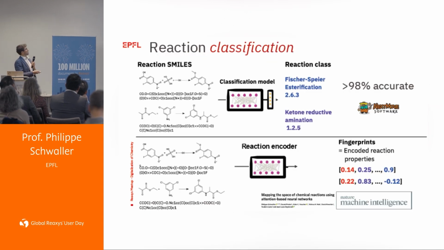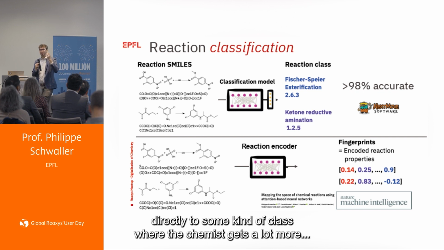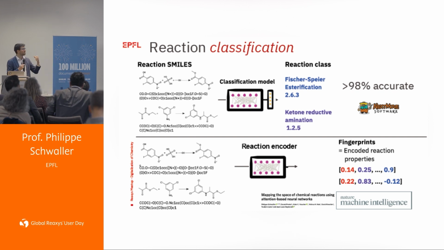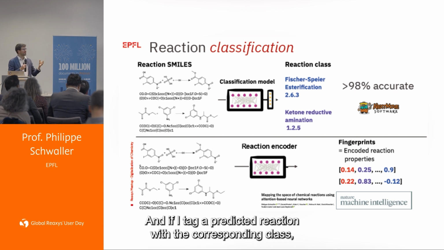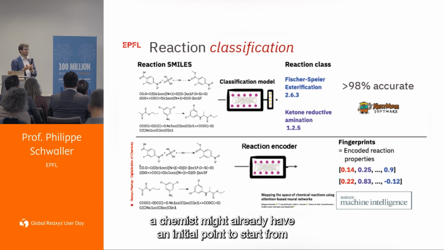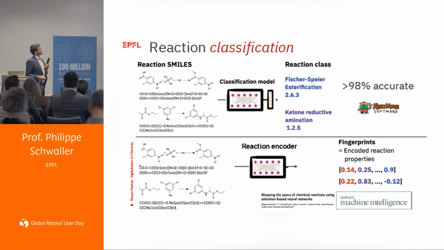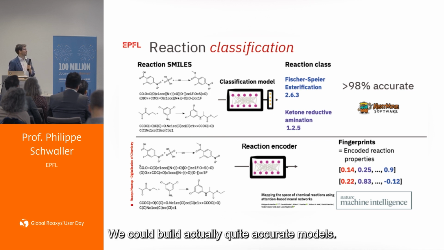Just a few examples. Reaction classification is where we want to go from a chemical reaction directly to some kind of class that gives the chemist a lot more information. If I tag a predicted reaction with the corresponding class, a chemist might already have an initial point to start from when they want to run it in the lab. And we could show that on data from NextMove Software, we could build actually quite accurate models.